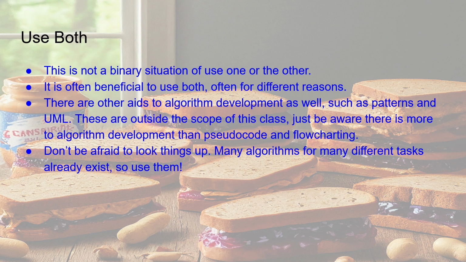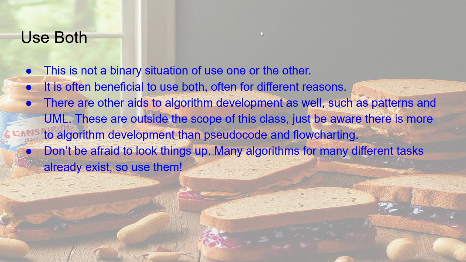Another thing worth keeping in mind is that there are other aids to algorithm development, specifically patterns and UML. There are more than just that, but those are two major assistants to algorithm development. Patterns and UML are far outside the scope of this course. We will not be dealing with those at all. Just be aware that these are things that exist, and if you continue going down the programming path, you will learn about them.